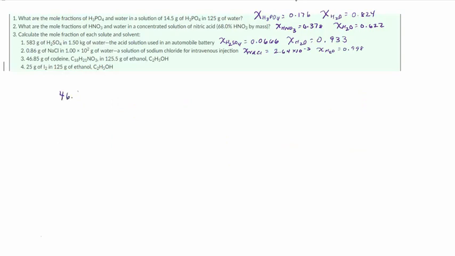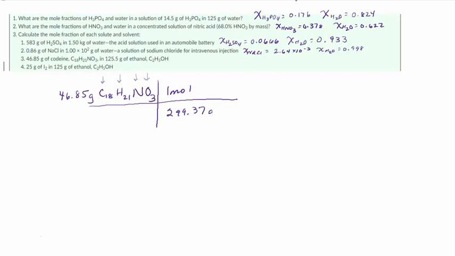For the third one, now we have codeine and ethanol. Codeine is a larger molecule. It's C18H21NO3. So look up on the periodic table. For each carbon, you have 12.01. So you're going to take that 12.01 and multiply it by 18. Then add that to 21 times 1.01 for hydrogen. Your nitrogen has a mass of 14, and then you have 3 oxygens. Remember, oxygen is 16.00. You're going to multiply that by 3. When you add all of that together, you should have a molar mass of 299.37, or very close to it. So you can convert this into moles, and I get 0.156 moles of codeine.